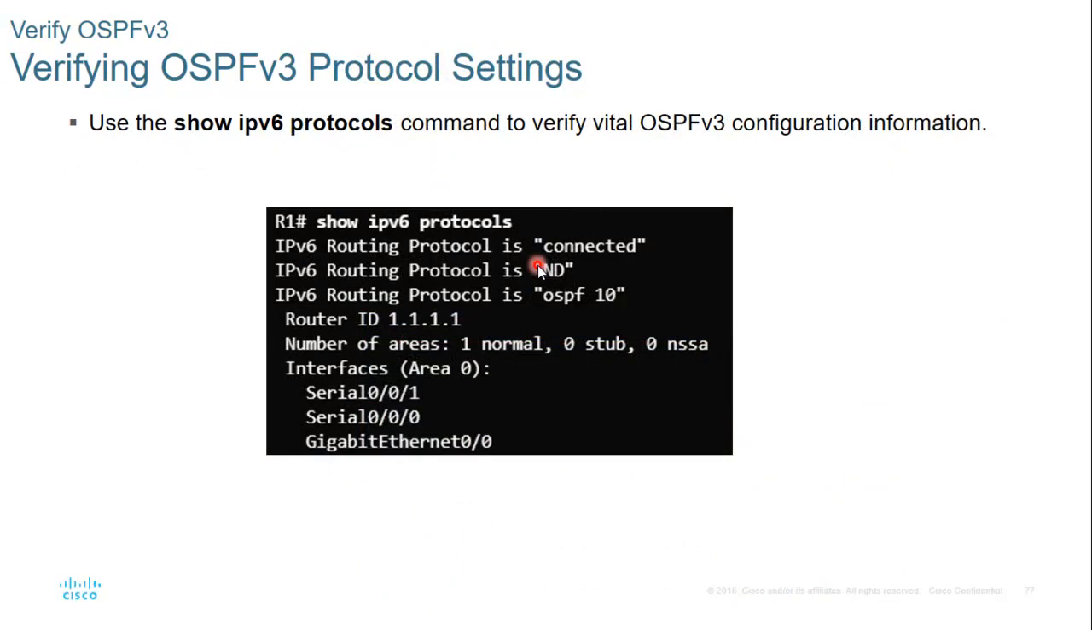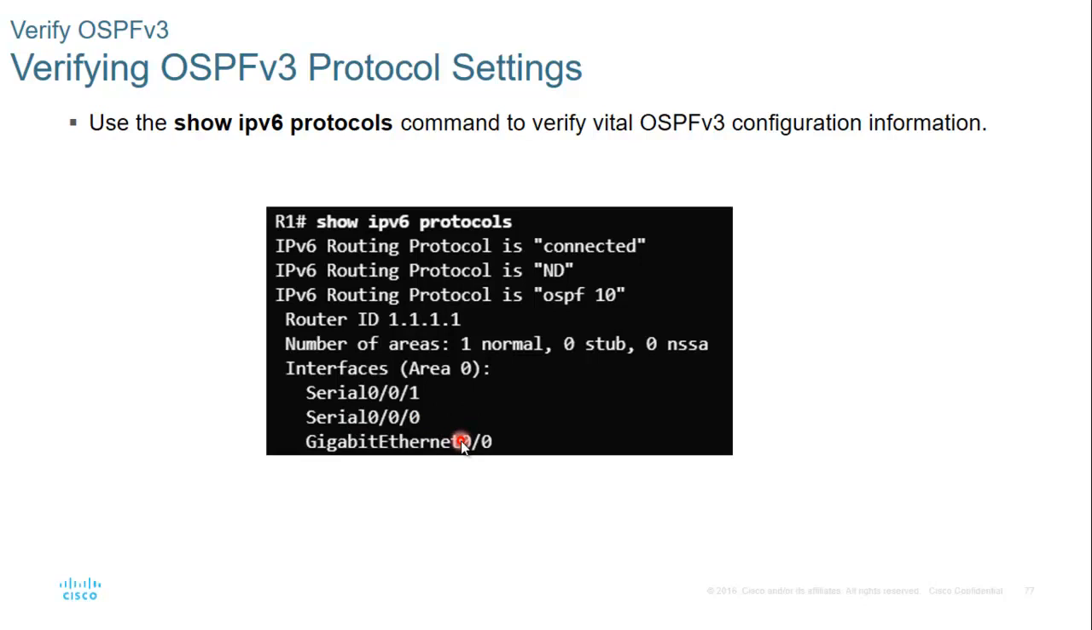Use the show IPv6 protocols command to verify vital OSPFv3 configuration information. If you want to check configuration information, use this command. So show IPv6 protocols, we have that it is connected, and then this is the routing protocol, OSPF process ID 10, this is the router ID, and these are the interfaces that are connected within the router and using OSPF.